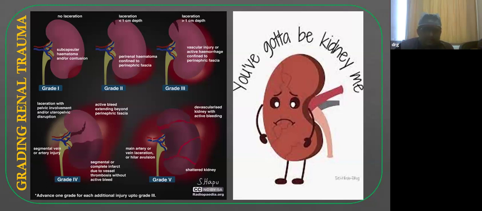Grade 4 is when there is a laceration with pelvic involvement or ureteropelvic disruption, segmental vein or artery injury, active bleeding, or a segmental infarct, so it is classified as grade 4. And grade 5 is whenever there is a main artery laceration or a devascularized kidney with active bleeding.